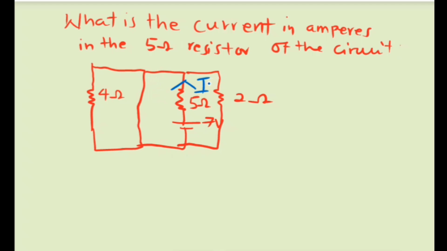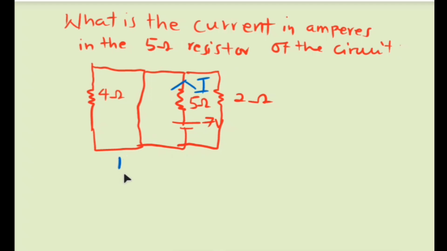In this video, we have a question which says: what is the current in amperes in the 5 ohm resistor of the circuit below? So this is the 5 ohm resistor the question is talking about, and this is the current which is coming from the 5 ohm. Since we have the source here, this current will be termed as the source current or the supply current.